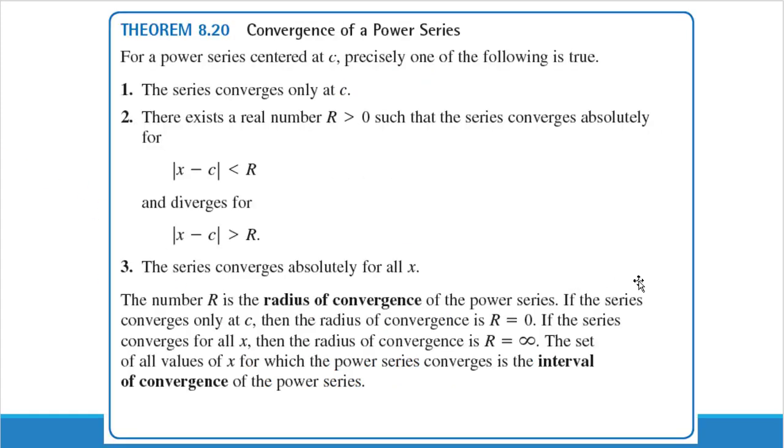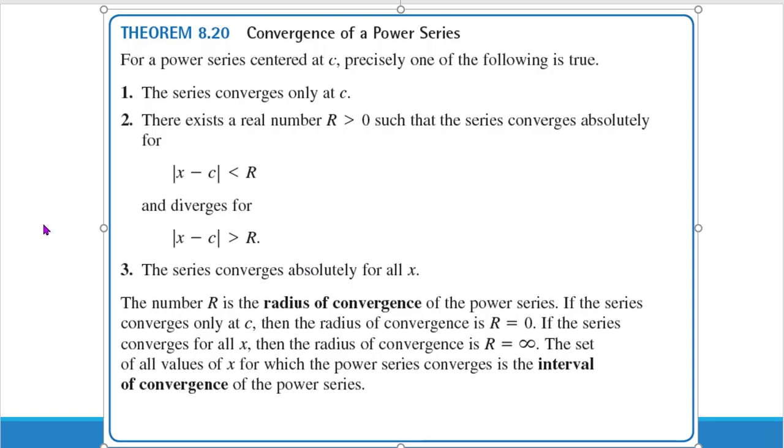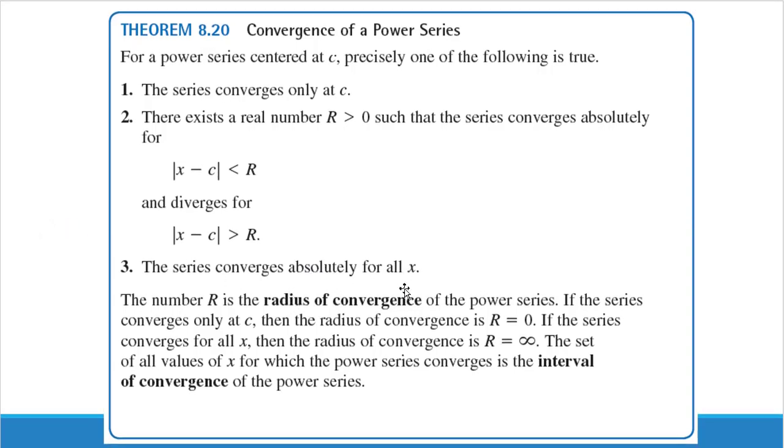So, convergence of a power series. For a power series centered at c, precisely one of the following is true: it converges at a point, it converges over an interval where you have a radius, or it converges absolutely for all x. The R is called the radius of convergence of our power series. The set of all values x for which the power series converges is called the interval of convergence. And we've already talked a little bit about that in our examples the other day.